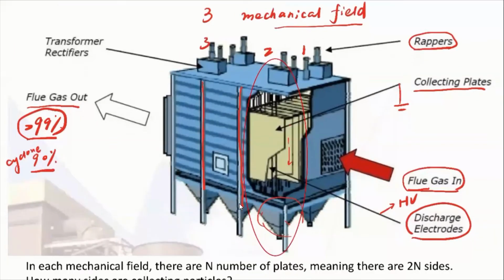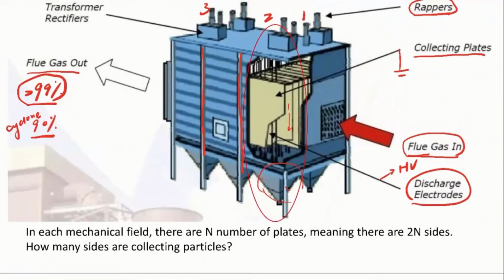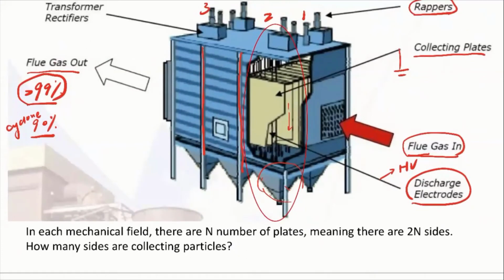So if we go back to the geometry of the ESP, we mentioned that it's composed of mechanical fields, and each mechanical field is composed of a number of parallel plates. Let's assume that there are n parallel plates in this compartment. The charged particles are going to get collected onto the surface of the plates, right?